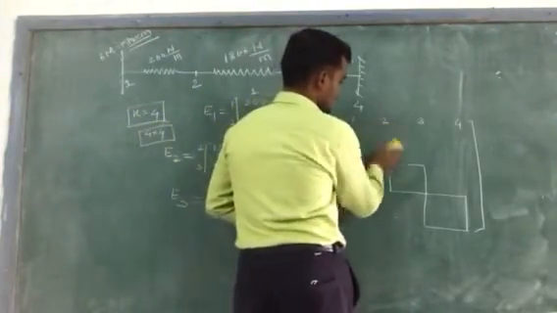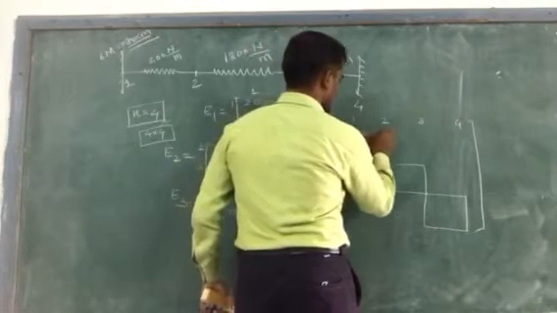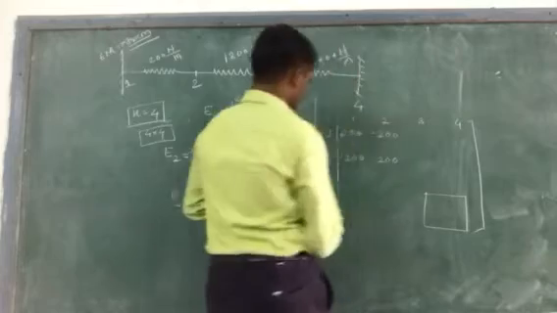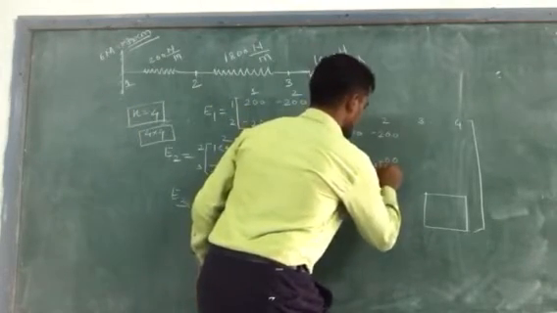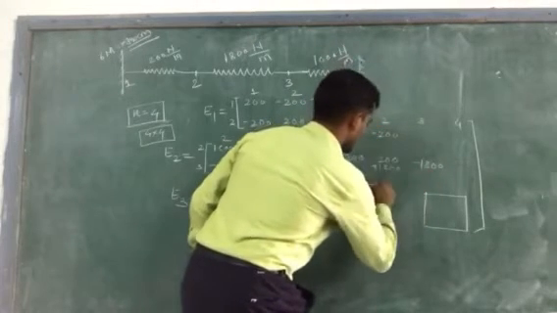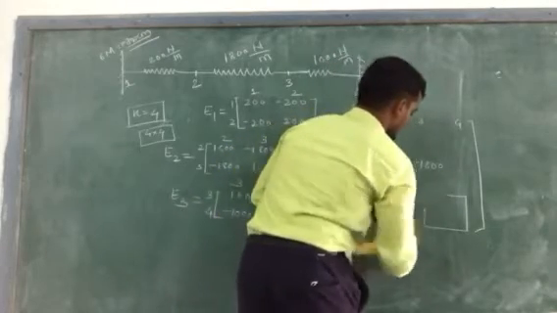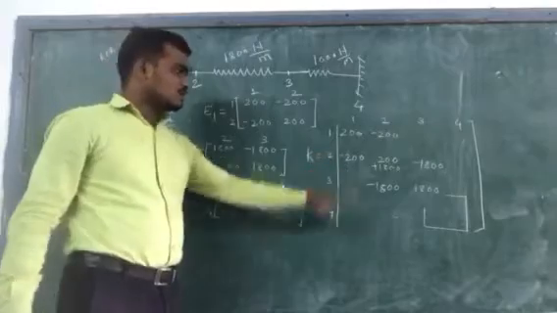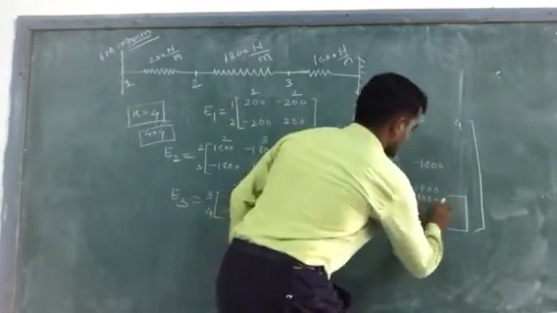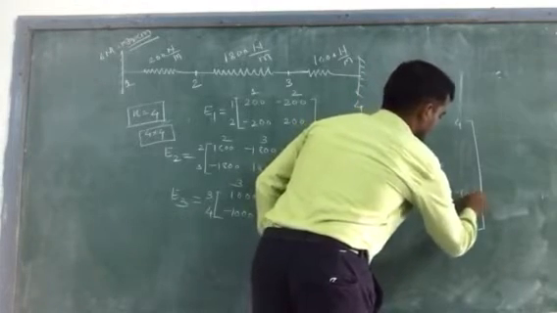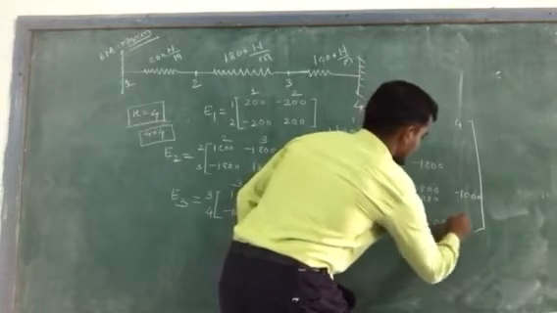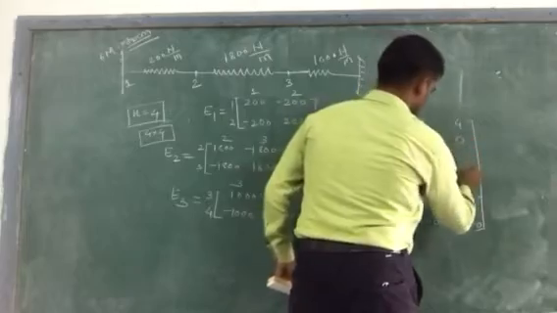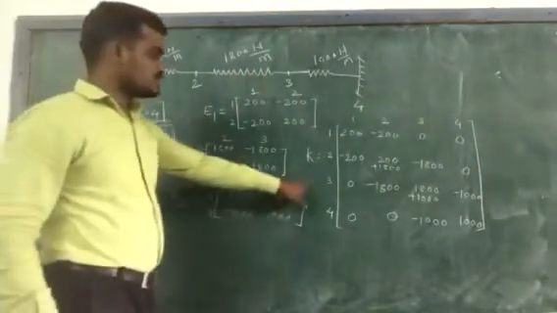So first it will become 200, minus 200, minus 200 and 200. Similarly, second block: 1800, minus 1800, so here it will become plus 1800, minus 1800, minus 1800 and this will become 1800. Then finally the last one is 1000, minus 1000, means you need to put this E3 over this block. So it will become plus 1000, minus 1000, minus 1000, plus 1000. Okay, and the remaining elements will be equal to 0. So in this way you will get the global stiffness matrix.